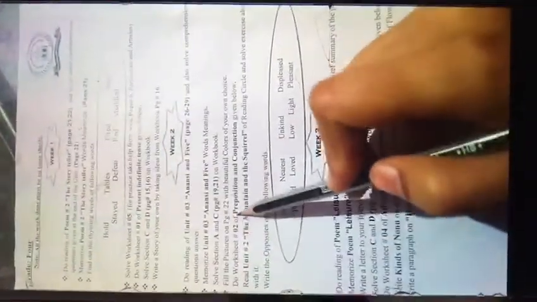After completing this, you have some pictures given on page number 22. You can color them according to your choice. That's up to you. Then you have to solve worksheet number 2, which is of prepositions and conjunctions. Okay, I'm going to show you worksheet number 2. Just wait for a second.